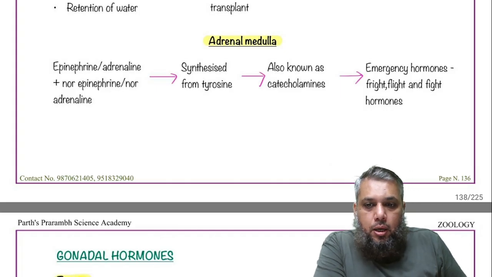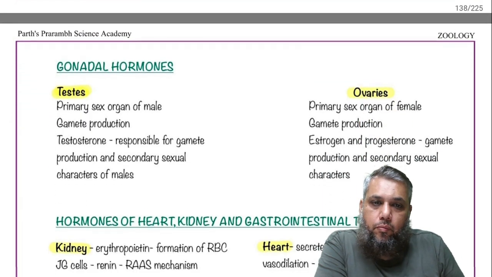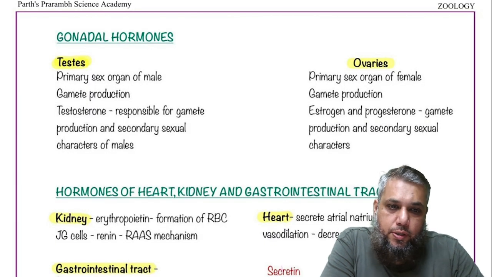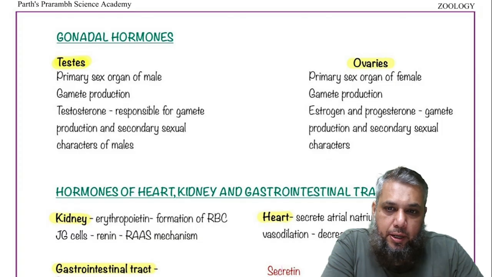Now, the gonadal hormones, we are going to discuss in the chapter human reproduction also. Testes and ovaries are the primary sex organs in males and females, respectively. The testes release a hormone called testosterone, responsible for sperm formation and secondary sexual characters in males. Similarly, ovaries secrete estrogen and progesterone. Estrogen is primarily responsible for secondary sexual characters in females.